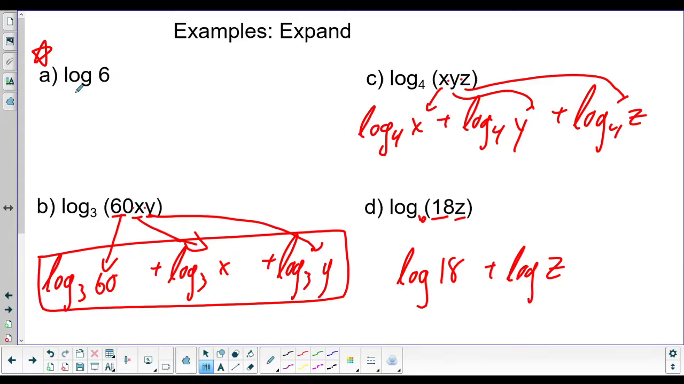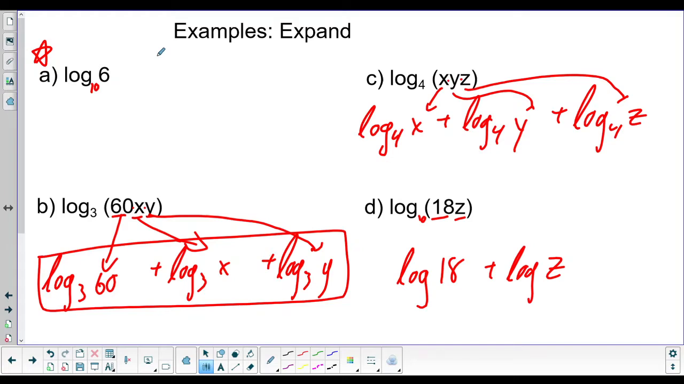If we go back to a, this one is weird because there's nothing to do. It has a base of 10, and it has 6. You can't do anything with that. You could type it into the calculator and get a decimal. But this is not expandable because there's not multiple things.